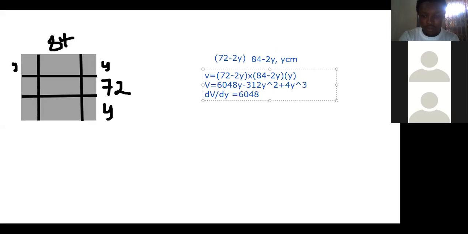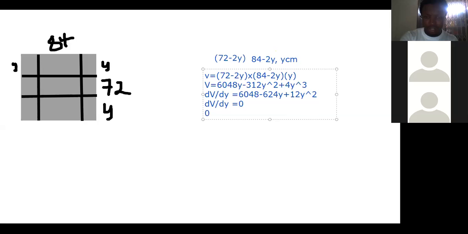That will give us 6048 minus 624y plus 12y to the power 2. That's what we are going to get. Do you get it? So at the stationary point, we equate dV over dy to be equal to 0. When you equate the whole of this to 0, what are you getting?